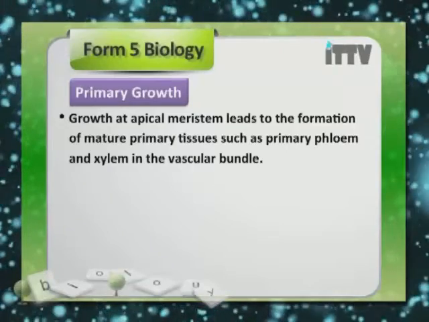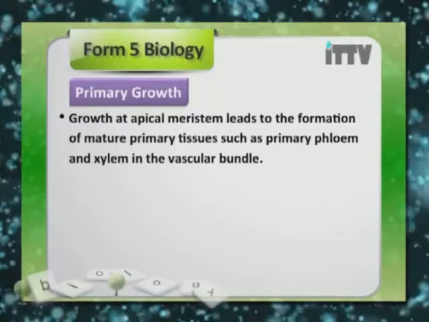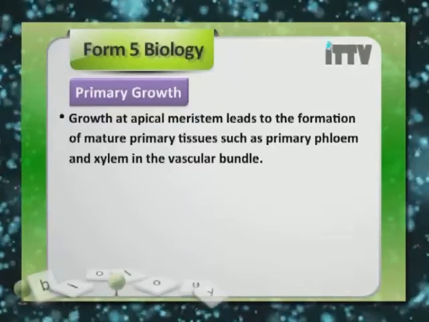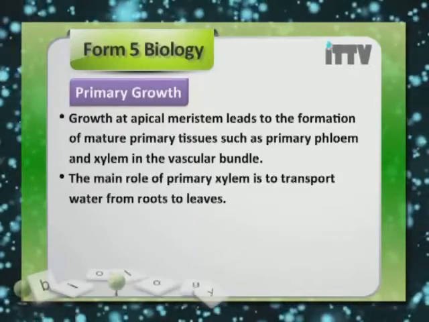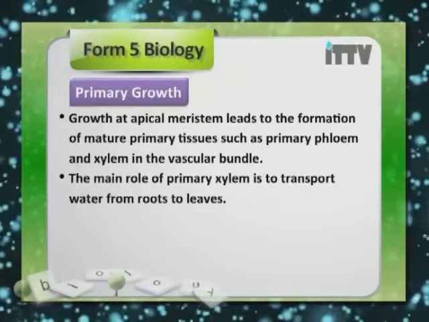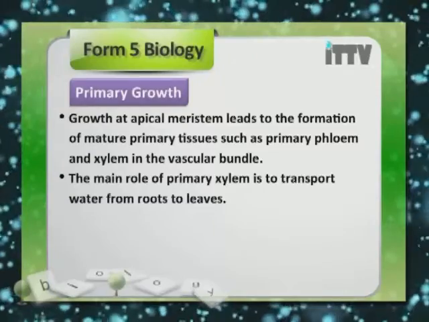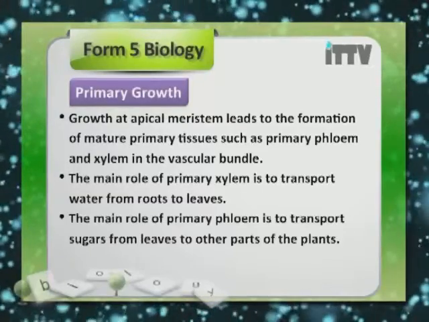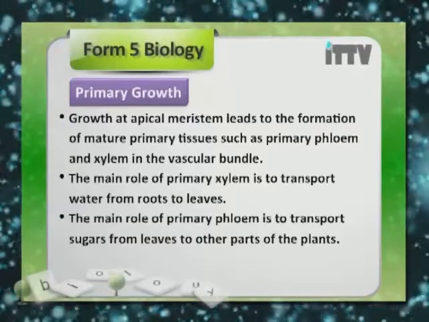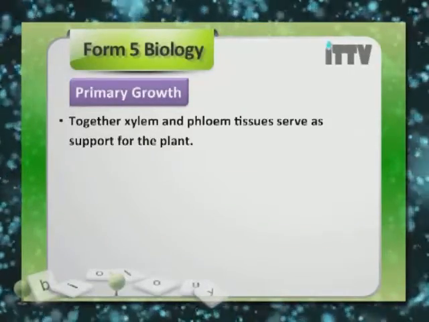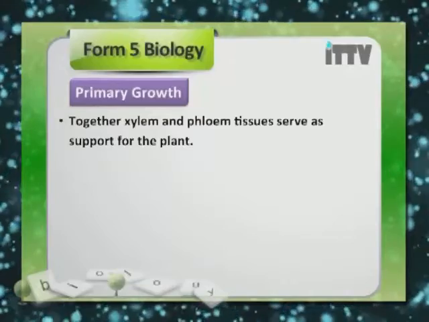Now, growth at apical meristem leads to the formation of mature primary tissues such as primary phloem and xylem in the vascular bundle. The main role of primary xylem is to transport water from roots to leaves, while the main role of primary phloem is to transport sugars from leaves to other parts of the plants. Together, xylem and phloem serve as support for the plant.